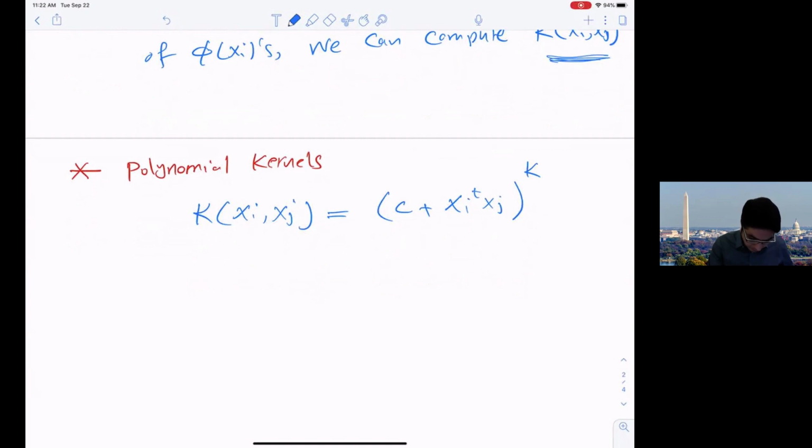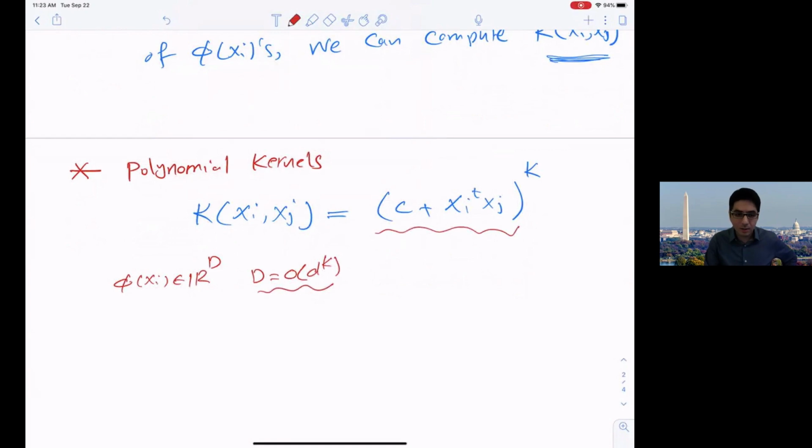So here again, phi of x's live in a high-dimensional space, of order d to the power k. It is really large. But what about this computation? What is the computational complexity of this computation? We need to compute this inner product, which is order of d, and then that's it. We just add it up and take the power of it. So the computation here is order of d instead of order of d to the power k. This saves a lot of computational power and also storage.